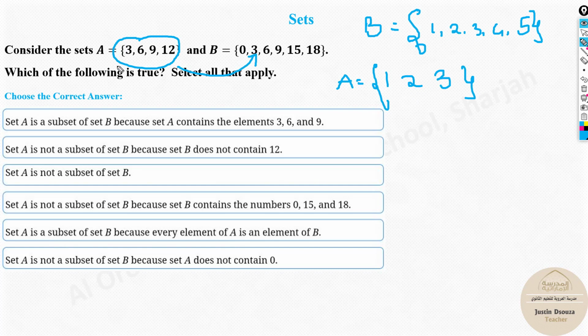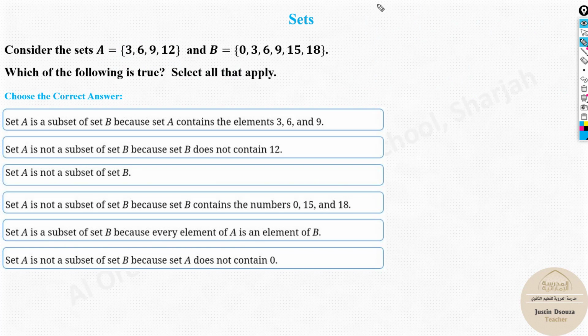Now here, A is 3, 6, 9, 12. Let's see over here: 3, 6, 9. But look, there is no 12. So this is not a subset. So the statement that set A is a subset of B is wrong. We saw over here 12 is missing, right?